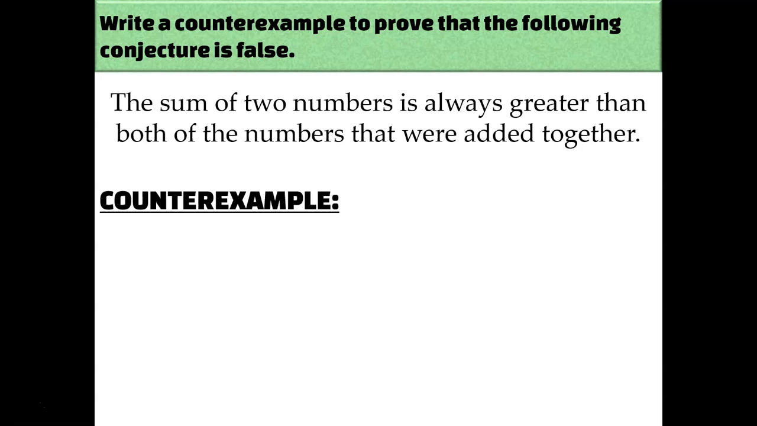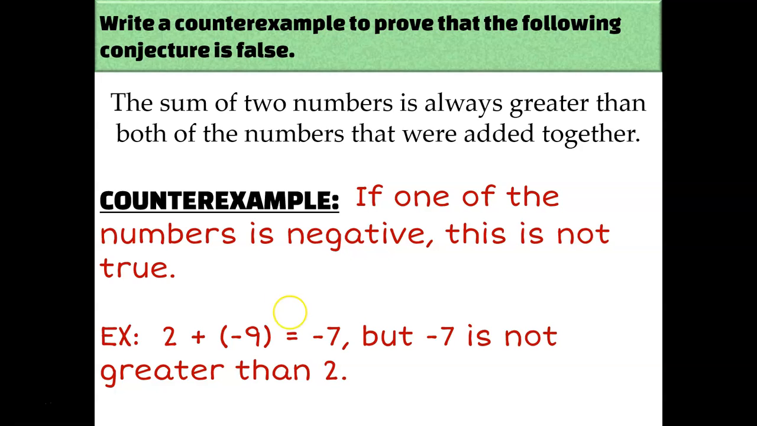That if I added 2 numbers together, the answer that I got, the sum, would be less than one of the numbers. What would have to be true about one of the numbers in order to make that happen? What if one of the numbers was negative? For example, if I add 2 and negative 9, I get an answer of negative 7. But negative 7 is not bigger than 2. So for your counterexample here, you can do one of the 2 things, or both, that I have up here on the screen. You can either describe in words what would make it not true, or you can give an example that shows why it's not true. Either one would be counted as a counterexample.